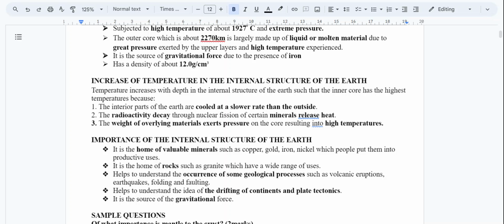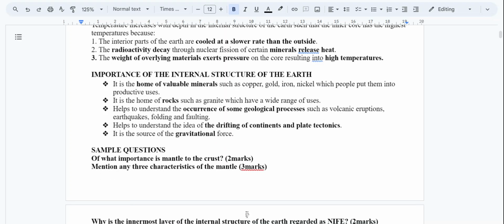The weight of overlying materials exerts pressure on the core. You see, the mantle and the crust are sitting on the core. Therefore, the core is subjected to a lot of pressure. This increases its temperature.